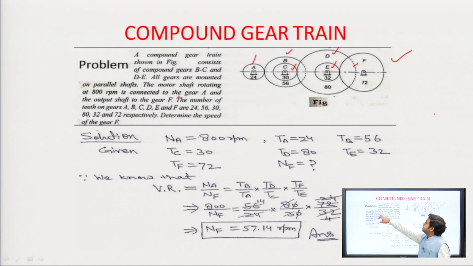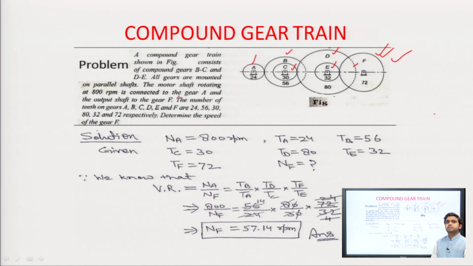800 RPM is its speed, and the output shaft is connected to gear F. This is the output shaft which is connected with gear F. Now, the number of teeth on gears A, B, C, D, E and F are given as 24, 56, 30, 80, 32 and 72 respectively. Determine the speed of gear F. We have to find the speed of gear F.